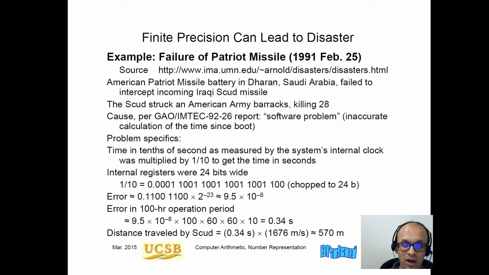After a couple of hours, there is a truncation in 24 bits. Each truncation has got around 9.5 times 10 to the minus 8 error. After 100 hours of operation, they got 0.34 seconds, and the distance traveled by the missile was 507 meters. It's enough to get the wrong goal.